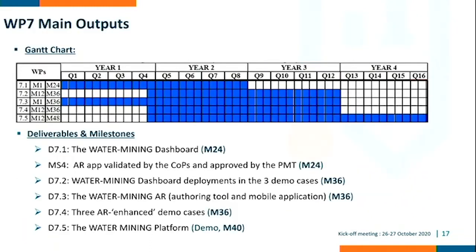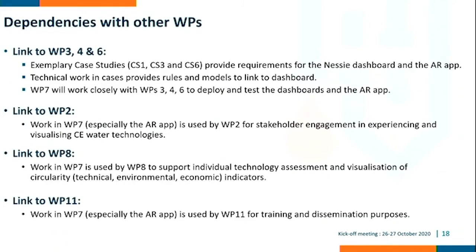The outputs feed into 5 deliverables and a milestone. Although the first is in 2 years' time, we have already started working, and this was also a point raised earlier on in the breakout session with Dimitris. We plan to move quite a few things earlier on. And of course, we don't work in a vacuum. Work Package 7 links up with work packages that work on the 3 demo cases, of course, where the dashboard and the augmented reality technology will be demonstrated.